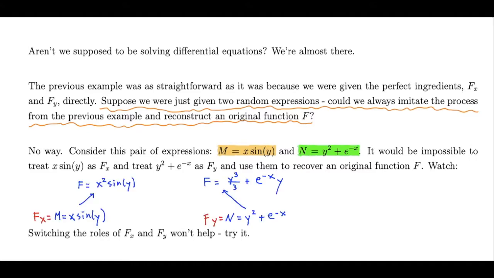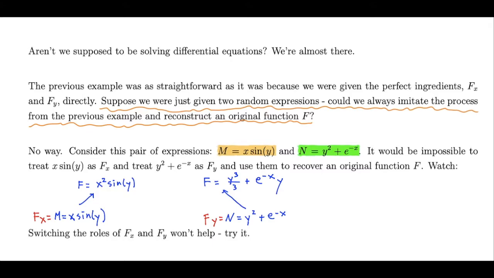Here I've tried to use the given expressions capital M and capital N the same way I used the given expressions in the previous example. That is, I was told to assume that this capital M is the partial of our unknown function f with respect to x, and this expression capital N is the partial of our unknown function with respect to y. I anti-differentiated appropriately, so over here on the left I have anti-differentiated with respect to x, and on the right I have anti-differentiated with respect to y.